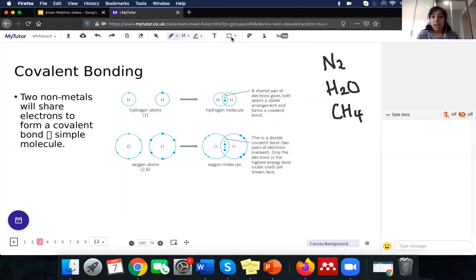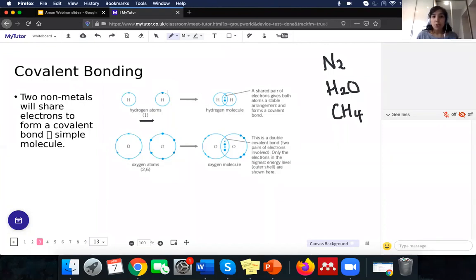So as I said, electrons are shared. Let's have a look at this hydrogen diagram. We know that hydrogen has an atomic number of 1. That means its number of protons is 1, and the number of protons is equal to the number of electrons unless the atom is charged. Hydrogen isn't charged here. That means it has 1 electron, and that 1 electron is in its first and outer shell.